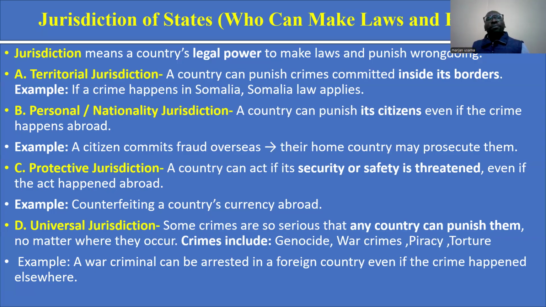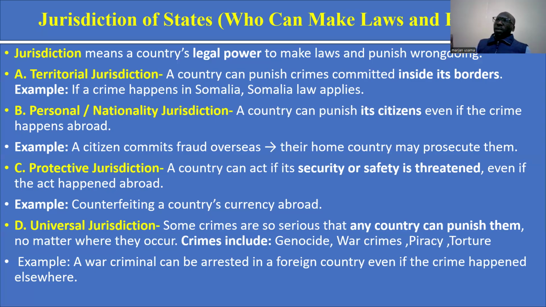Now, number 2, personal or nationality jurisdiction. A country can punish its citizens even if the crime happens abroad. For example, a citizen commits fraud overseas. Their home country may prosecute them. So, for example, you have a Somali citizen who does a crime in Uganda. Because he is your national, you can still subject him to your law.